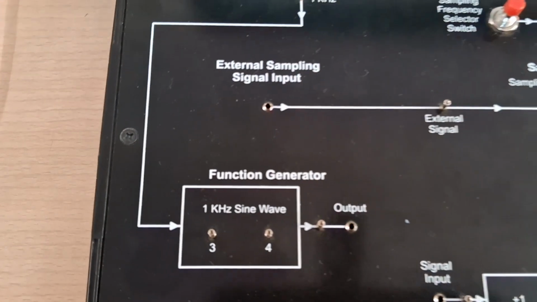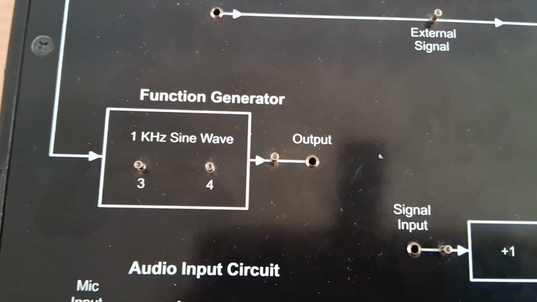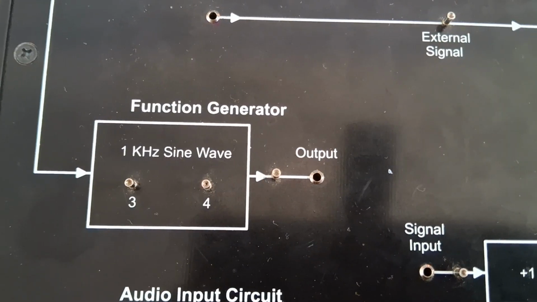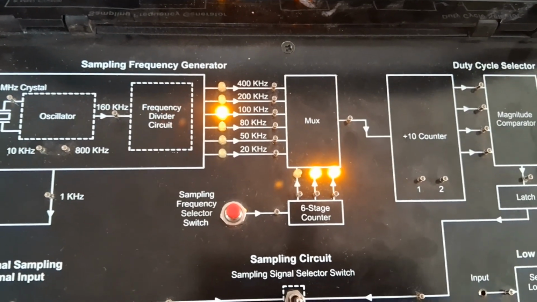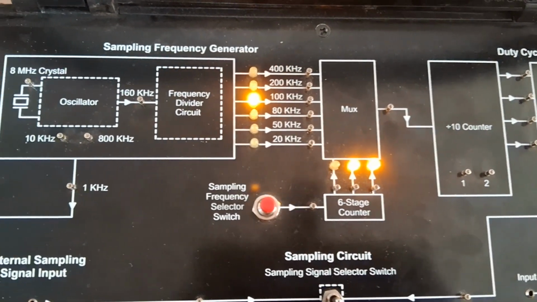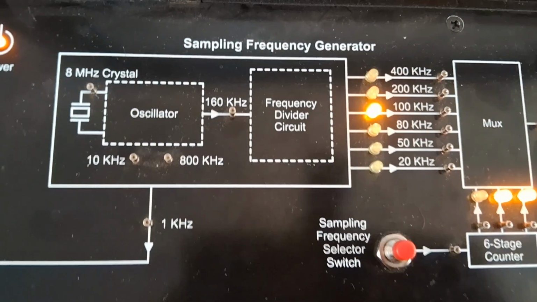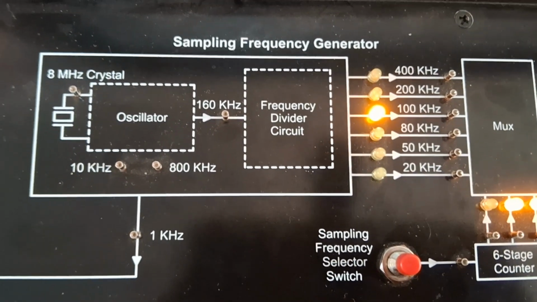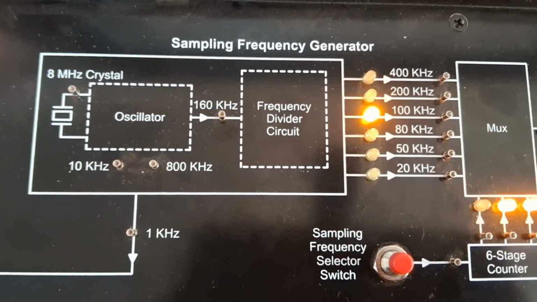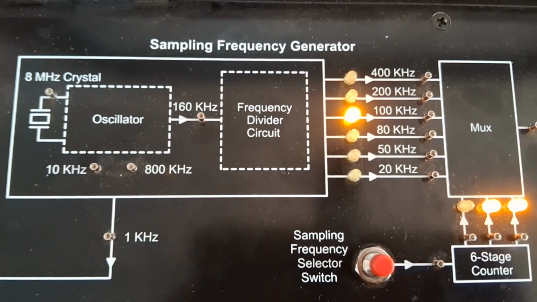The first input is the function generator, which is used to generate an analog signal. So you have a 1 kilohertz sine wave generator, as shown. This is one input to our sampler. The second input to the sampler is the sampling frequency. You can generate it directly using a pulse waveform generator, or here, the concept used is an oscillator with an 8 megahertz crystal generating the oscillator frequency from 10 kilohertz to 800 kilohertz, and basically 160 kilohertz is used.